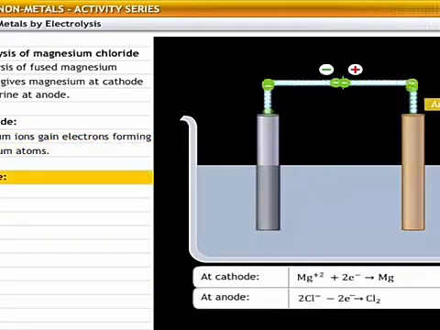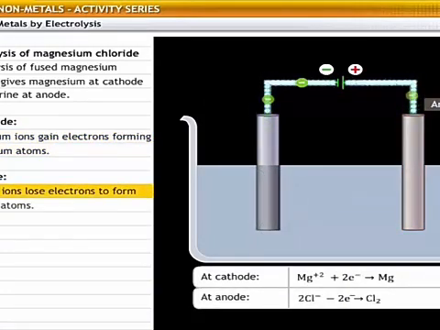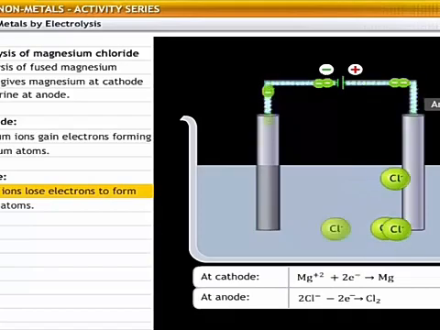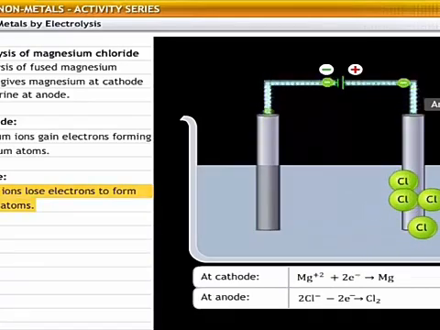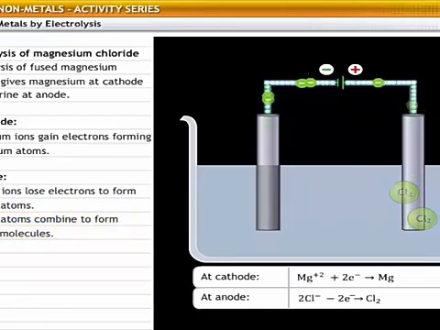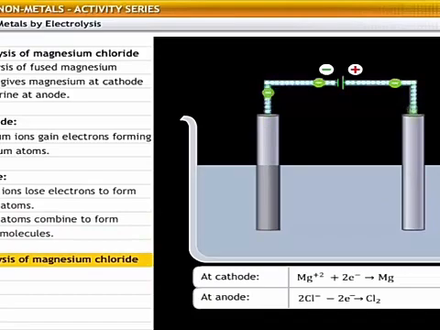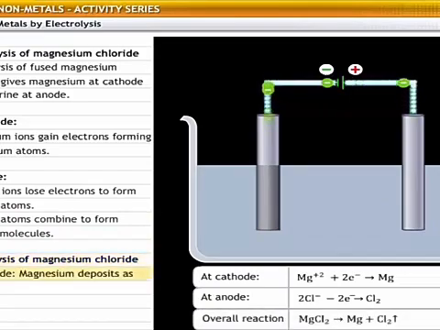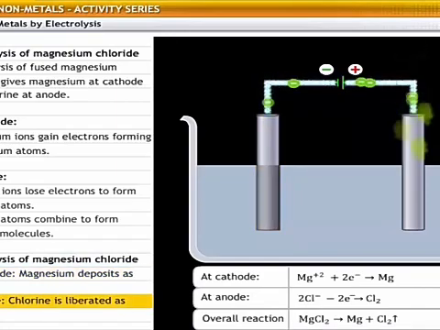During the reaction at anode, chloride ions get oxidized due to loss of electrons. Thus, chloride ions lose electrons to form chlorine atoms. Chlorine atoms combine to form chlorine molecules. Thus, as a result of electrolysis of magnesium chloride, magnesium metal is deposited at the cathode and chlorine is liberated as a gas at the anode.